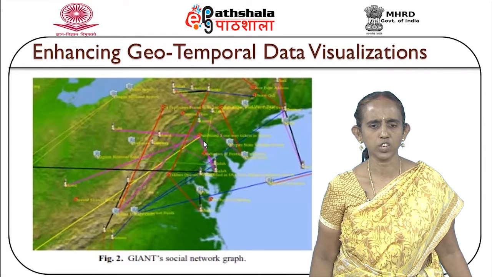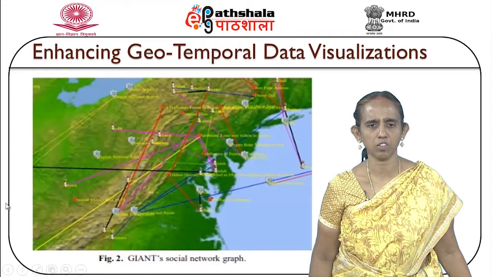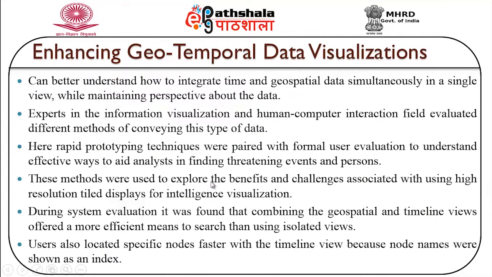So this is a giant social network graph that has been shown here. Using this, we can better understand how to integrate the time and the geospatial data simultaneously in a single view. Experts in information visualization and HCI field evaluated different methods of conveying this type of data. The rapid prototyping techniques were paired with formal user evaluation to understand the effective ways of finding the threatening events and the persons.